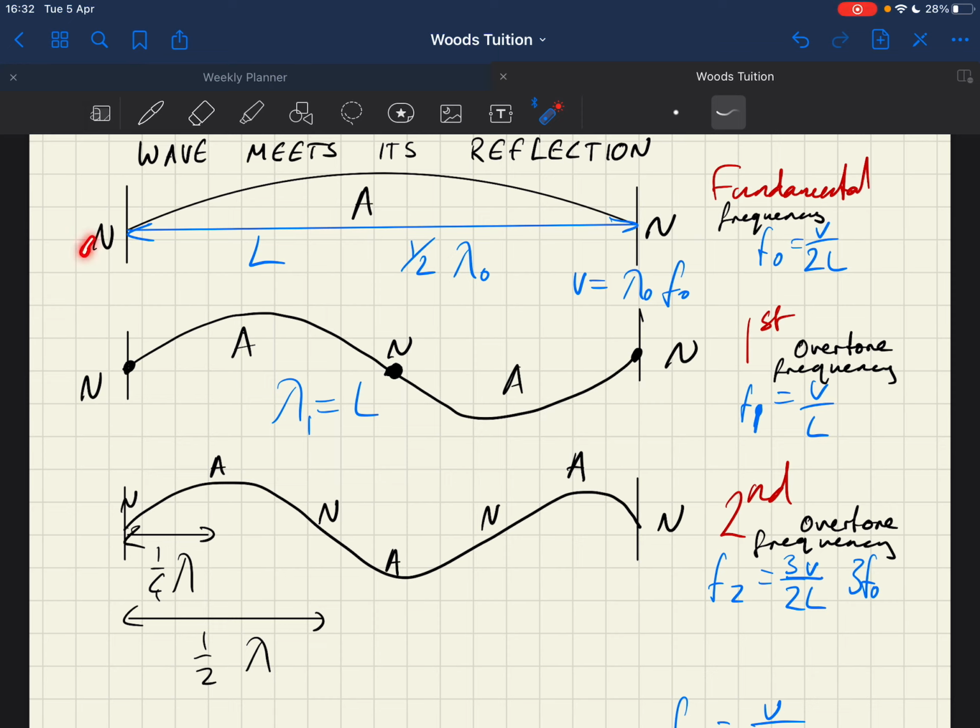Okay, so you're probably wondering what these N's and A's are. N means node, A means antinode. So an antinode is where there's constructive interference, and the nodes are where there's destructive interference. You can actually touch the nodes within the experiment, which is quite fun to do.